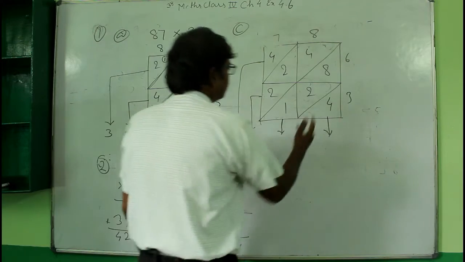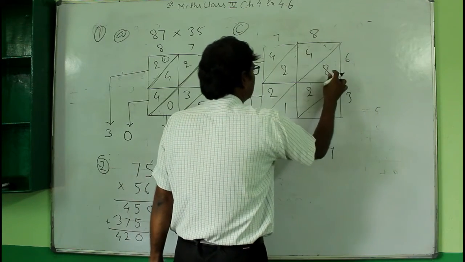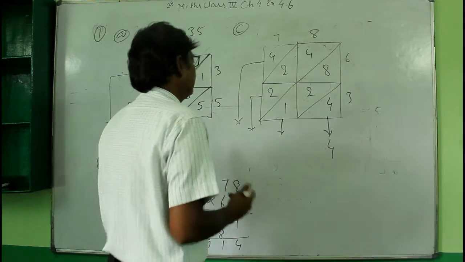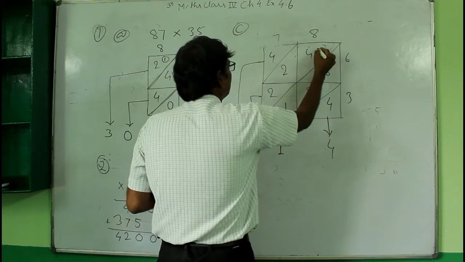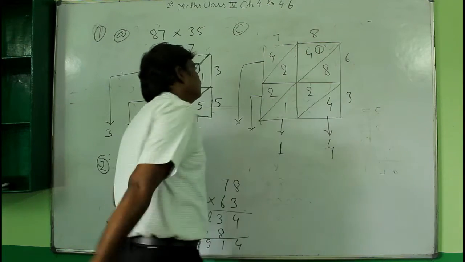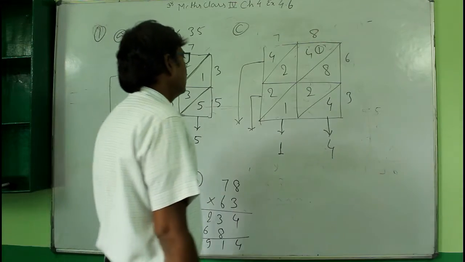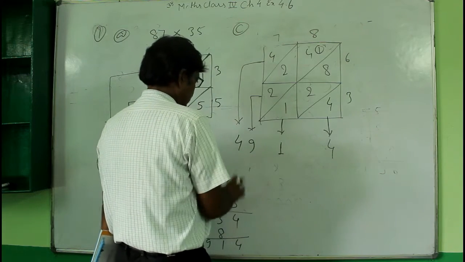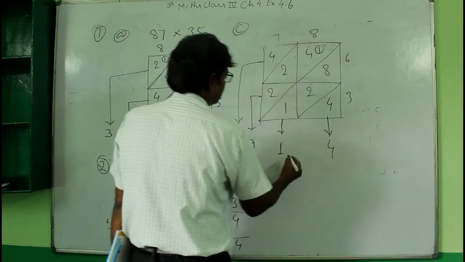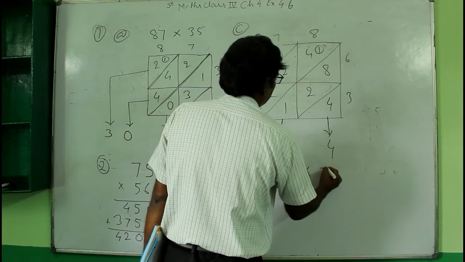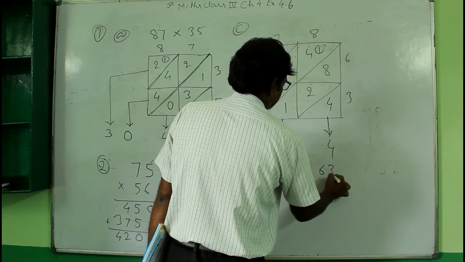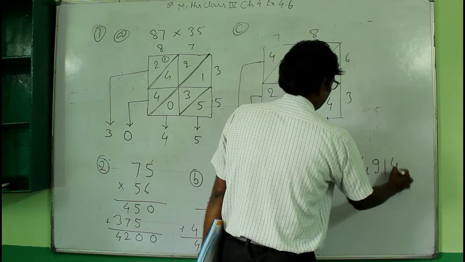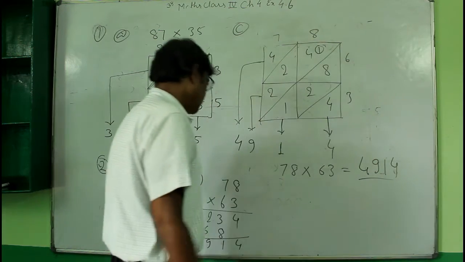Now the first number is 4. Then add these two numbers: 8 plus 2 is 10, 10 plus 1 will be 11. Then write 1 here and carry 1 to this place. 4 plus 1 is 5, 5 plus 2 is 7, and 7 plus 2 is 9, and here is 4. So both numbers are equal: 78 into 63 equal to 4914 is the answer of this question.